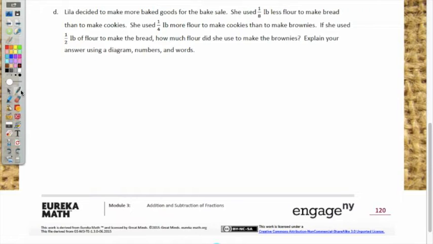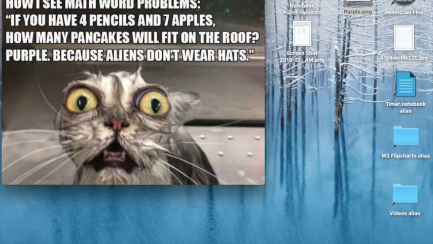I've been forgetting the words, haven't I? If you have 4 pencils and 7 apples, how many pancakes will fit on the roof? Purple, because aliens don't wear hats. It makes no sense, does it? Just like this problem we just read.